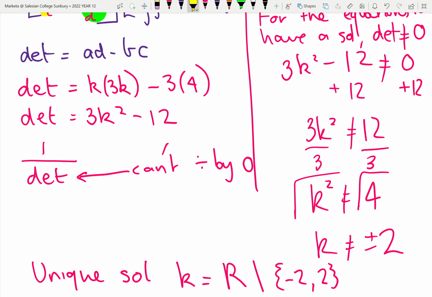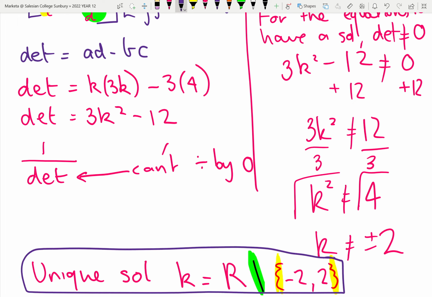Notice I'm using the squiggle brackets there because -2 and 2, it's not a range of values, it's just those -2 and 2 on their own. And notice I use this backslash, it doesn't go the other way. So we're saying k cannot be -2 or 2, so that means it's everything except -2 or 2. So that's our answer for a unique solution. Any value of k that's not -2 or 2 is going to give you gradients which are different, and that's what you want for a unique solution.